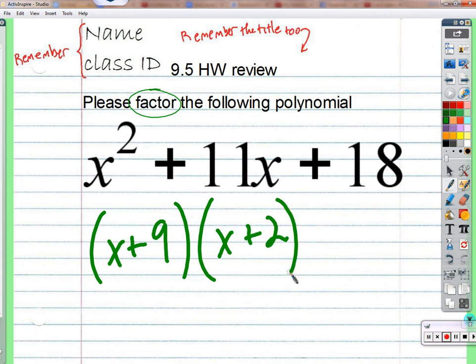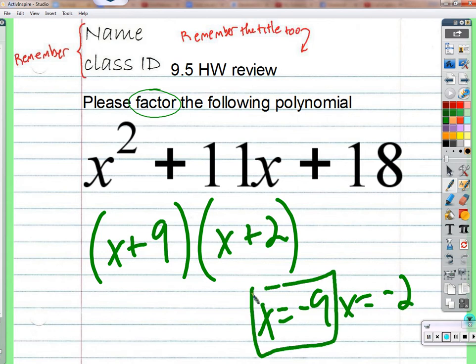All right, at this point, you should be done. Completely done. Right, we did too much. You probably said x equals negative 9, x equals negative 2. How do I know if this is correct? How do I check and make sure that one of them has to be 0?